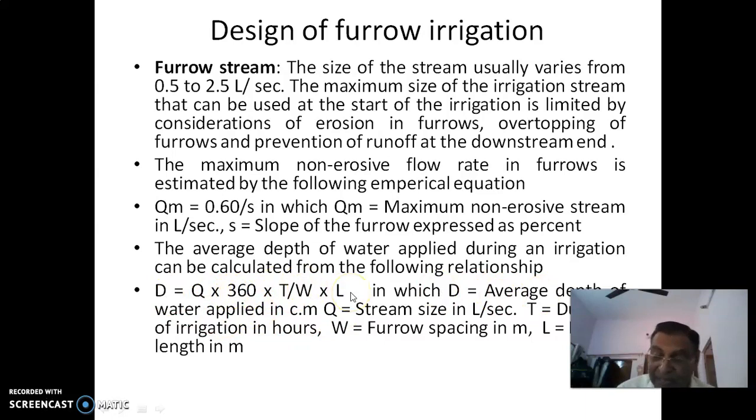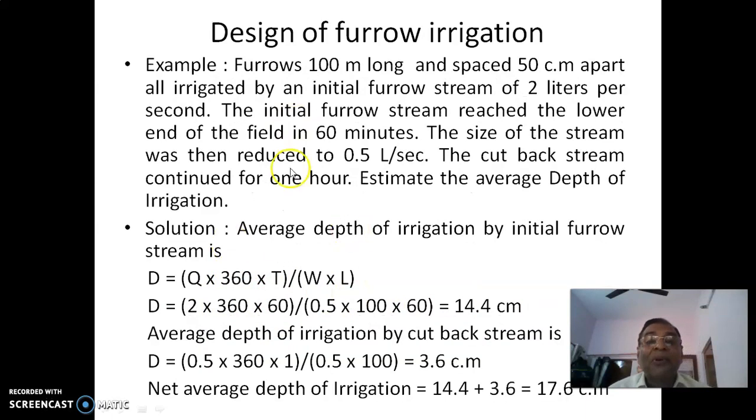Let us take an example actually. A furrow, in this example, is 100 meters long and spaced about 50 centimeters apart, all irrigated by an initial furrow stream of 2 liters per second.